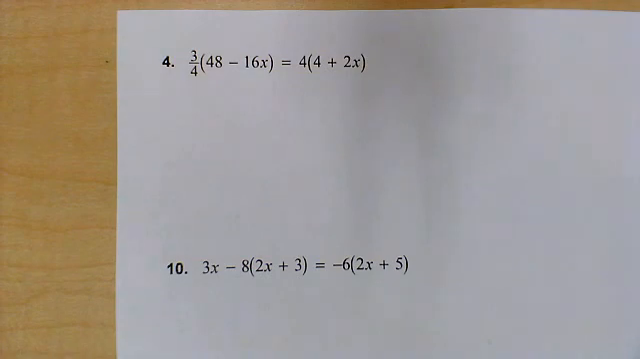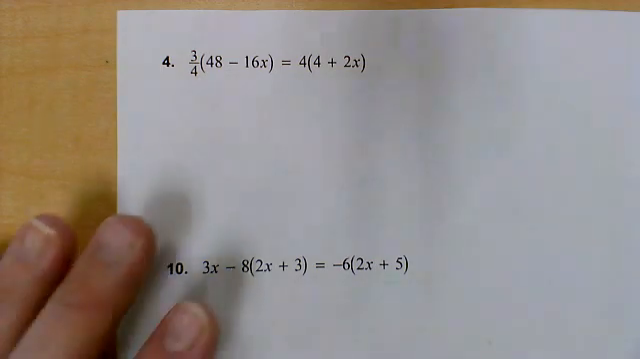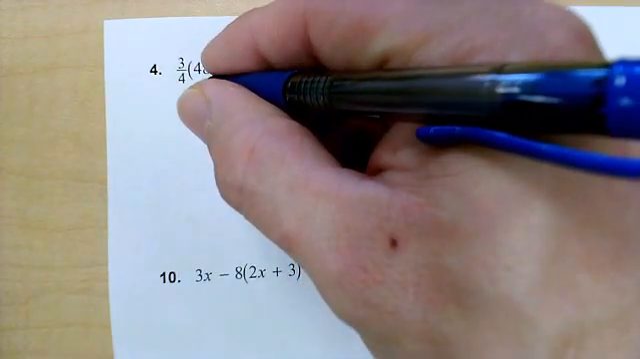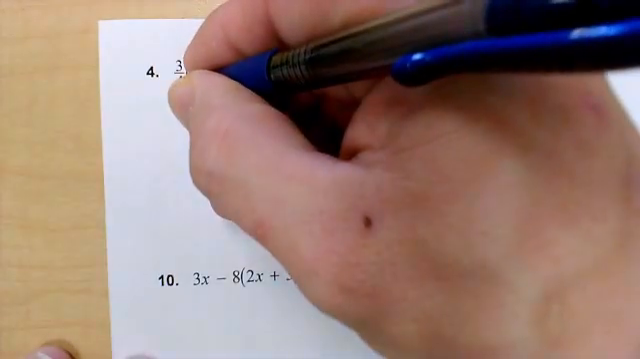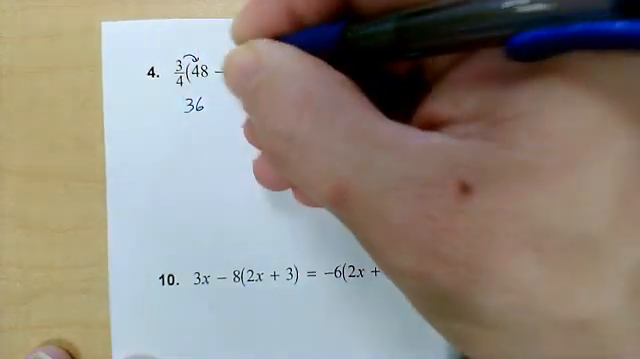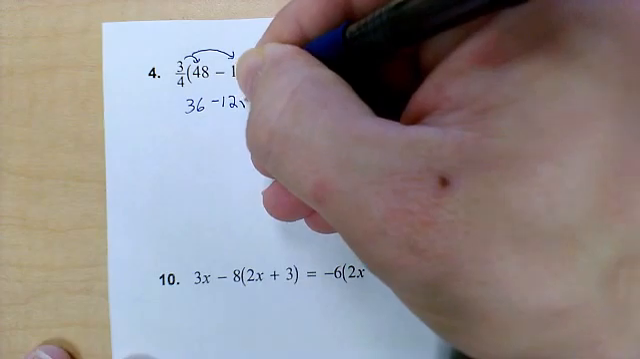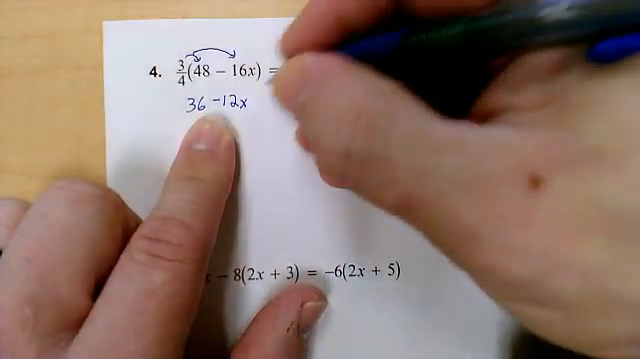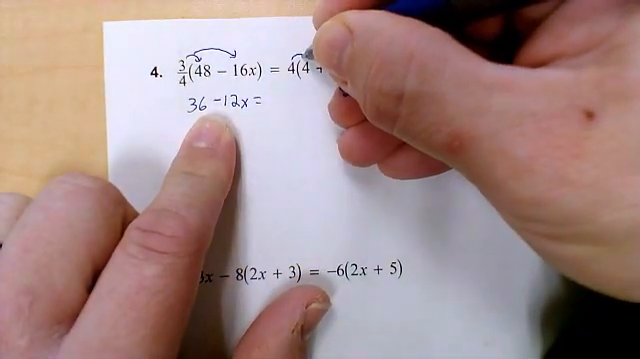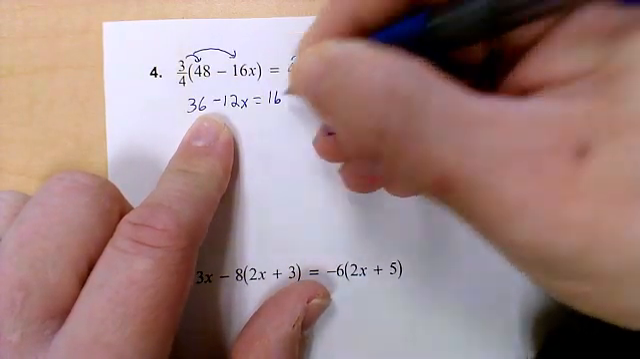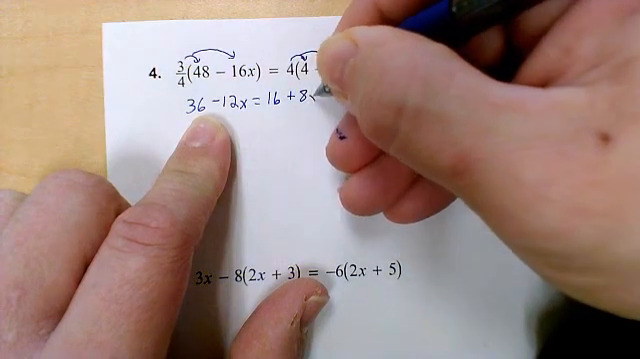Alright, so sometimes there is simplification that has to happen before you do the step I just showed you. So on this problem, I'm going to have to distribute quite a bit here. So I'm going to multiply 3/4 with 48, which is going to make 36. And 3/4 times negative 16x is negative 12x. And then I'm going to also distribute the 4 over here. So 4 times 4 is 16. And 4 times 2x is going to be positive 8x.